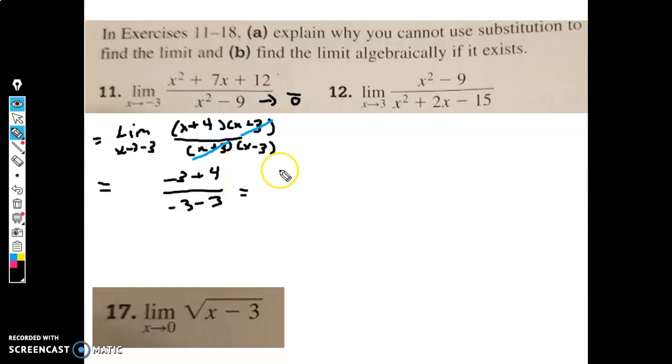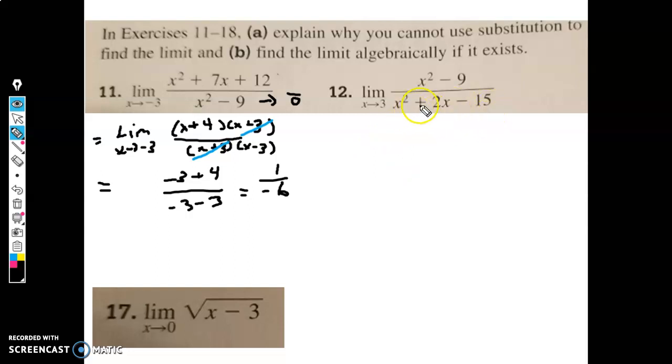So the limit here would be negative 3 plus 4 is 1. Negative 3 minus 3 is not 0. That's negative 6. So your limit for number 11 is negative 1/6. Okay, so the limit of this function is negative 1/6.